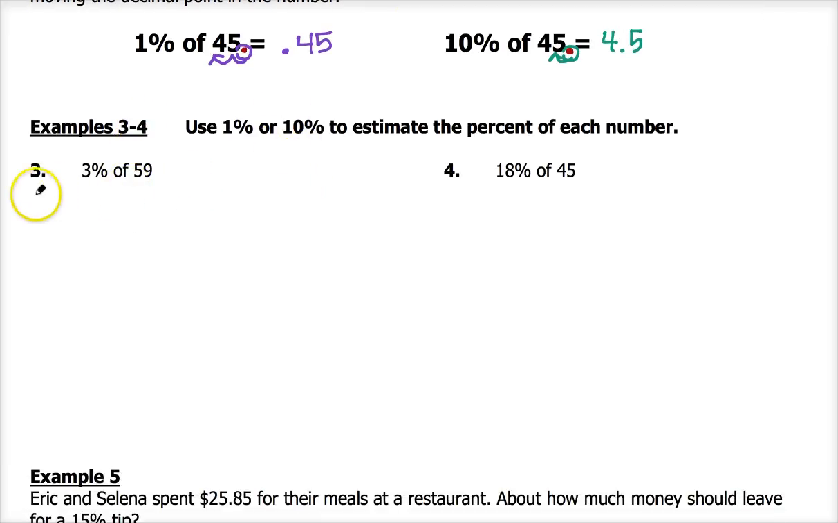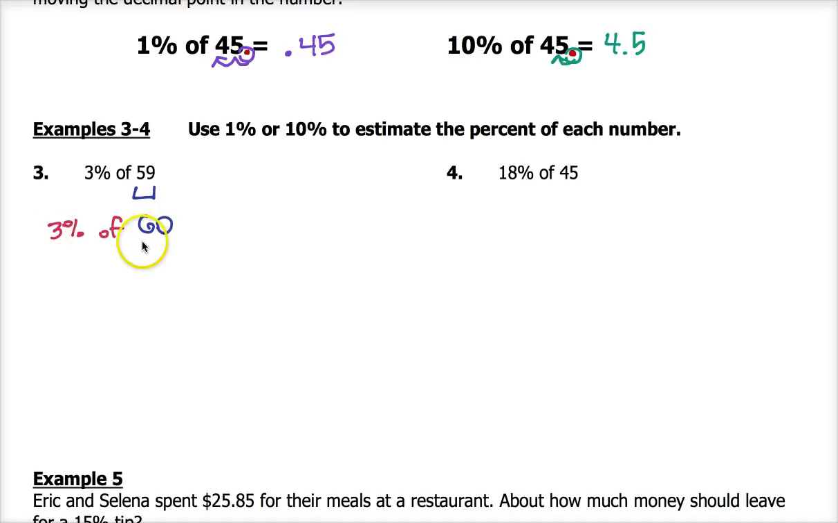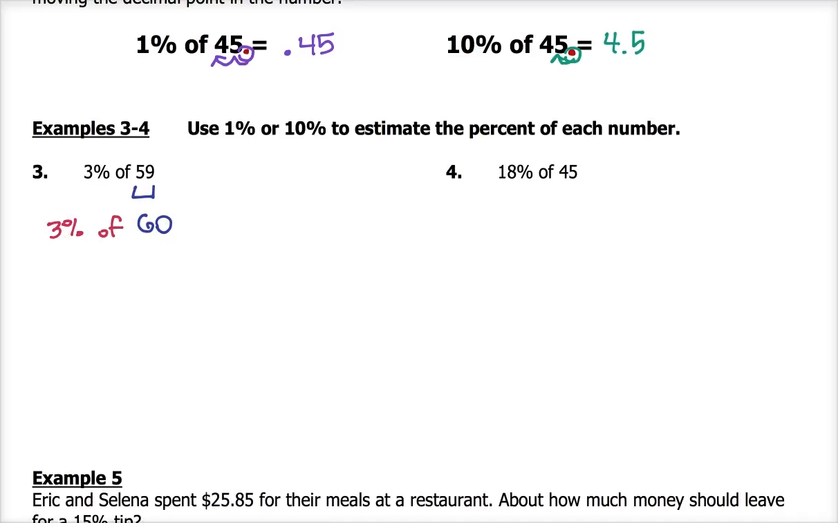the 10% rules. So for number 3, it asks us to find 3% of 59. So the first thing I'm going to do is round 59 up to 60. So I'm going to try finding 3% of 60. So to find this, what I can do is I can first calculate 1% of 60. So 1% of 60 I could find by taking the decimal point on 60 and moving it 2 places to the left. And so that would give me the decimal 0.6.